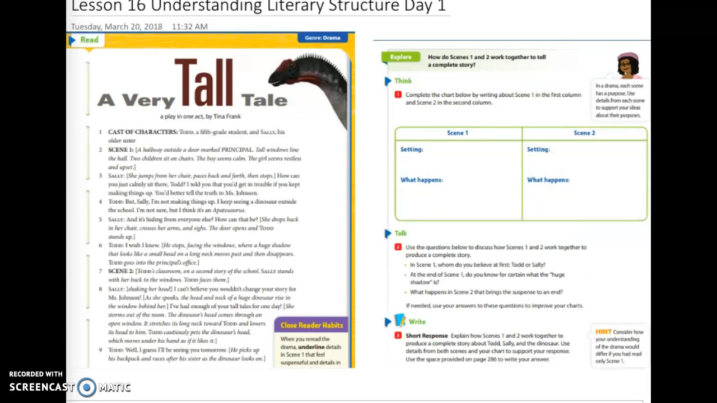The dinosaur's head comes through the open window. It stretches its long neck towards Todd and lowers its head to him. Todd cautiously pets the dinosaur's head, which moves under his hand as if it likes it. Todd: "Well, I guess I'll be seeing you tomorrow." He picks up his backpack and races after his sister as the dinosaur looks on.